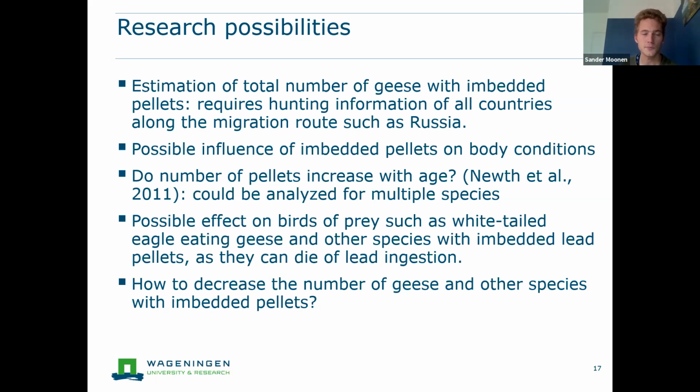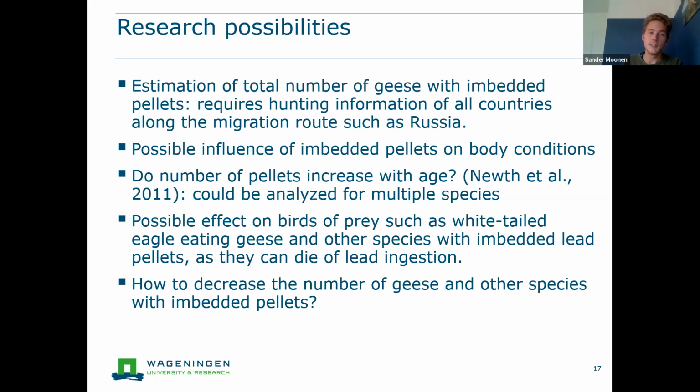However, it would be very interesting to do this in other species as well, and maybe continue this in pink-footed geese as well. And another question would be, does the number of pellets increase with age? It was investigated by Moonen et al. in 2011, and they found, like I told in the Buick farms, that indeed the older birds contain more pellets. And it would be very interesting to see if that's the case in other bird species as well.